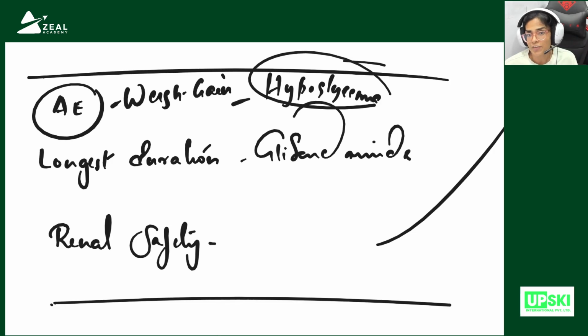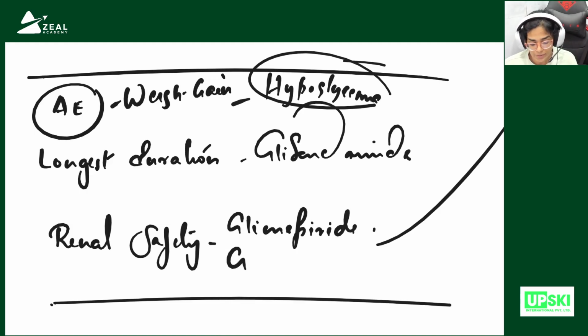Now, the longest duration of action is with glibenclamide, so glibenclamide has more chances of causing hypoglycemia. And two drugs can be safely given in renal impairment: glimepiride, where sometimes we have to decrease the doses according to different guidelines, and glipizide.